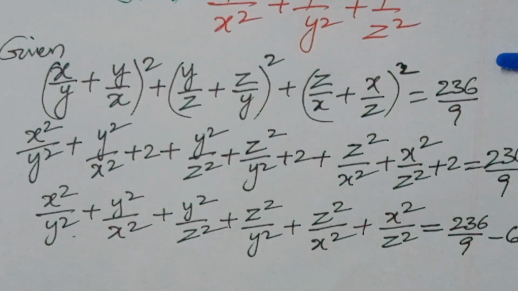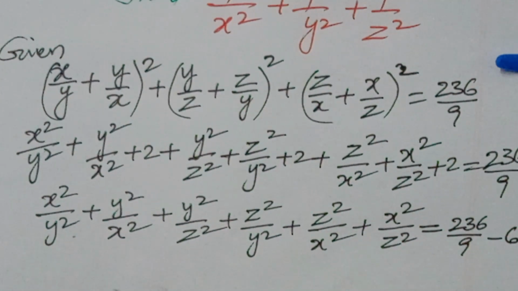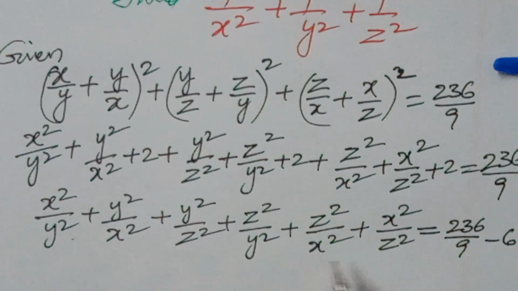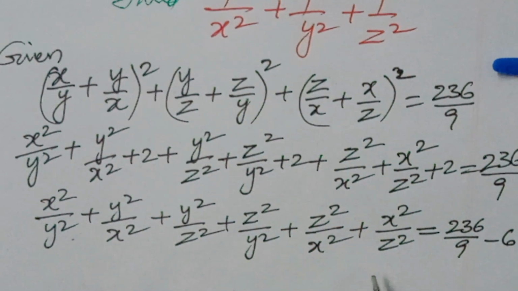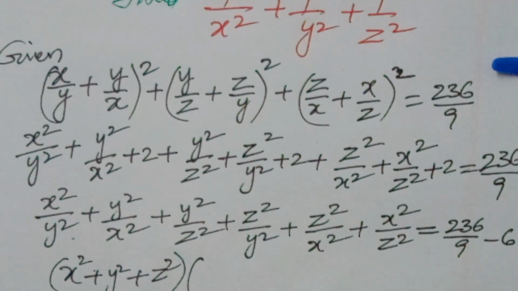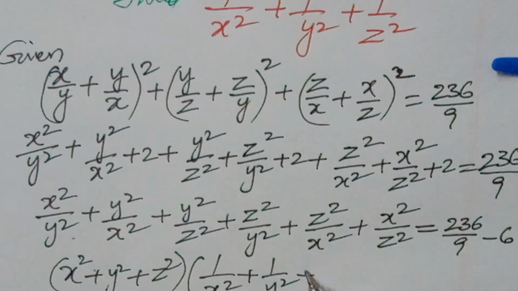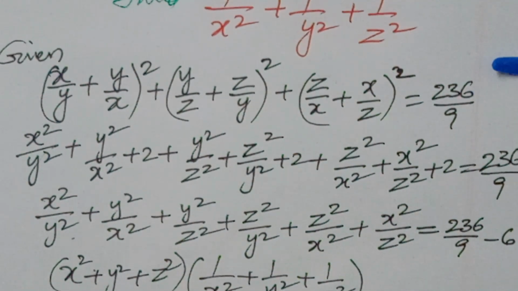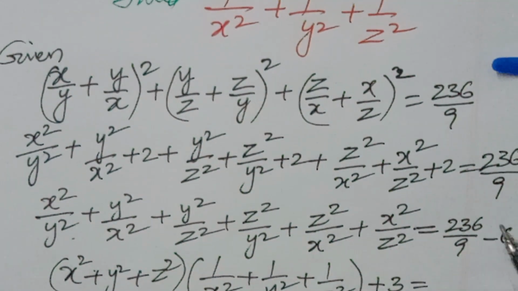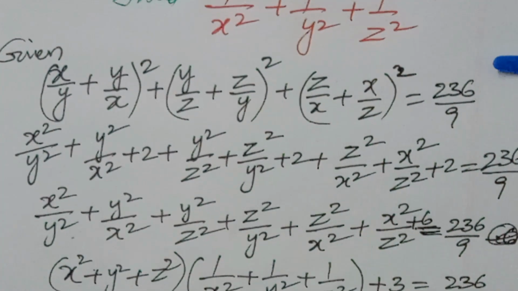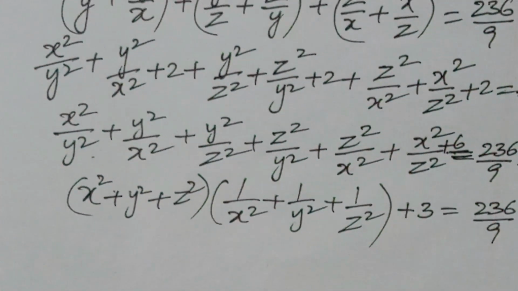So here, if you take (x square plus y square plus z square) into (1 by x square plus 1 by y square plus 1 by z square) minus 3, don't send this 6 this side, keep the 6 right here only, it is equal to 236 by 9. So if you expand, you'll get the same.